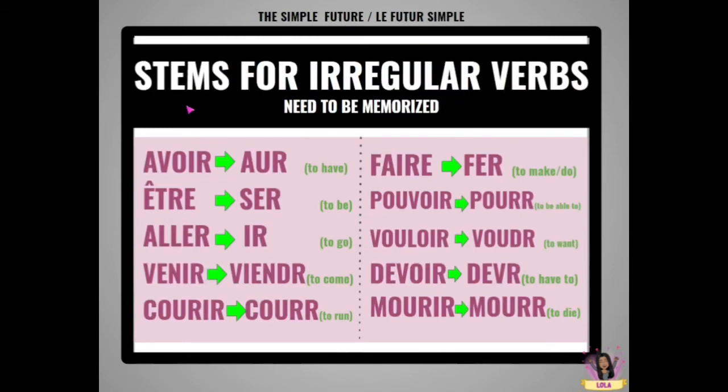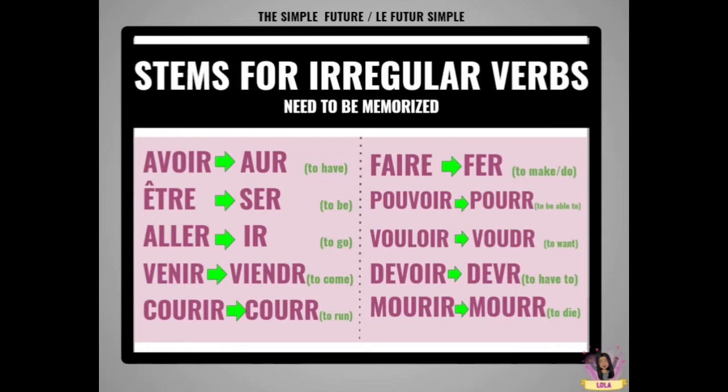So in this part, we're going to look at the stems for irregular verbs. So we saw with regular verbs, you just use ER, IR, RE verbs the way that they are. But sometimes we have irregular verbs. And with these ones, they need to be memorized. So for example, avoir, which means to have, you can't just say j'avoirai. That would not make any sense. So you've got to get rid of this avoir, and the avoir becomes AUR, which is to have.